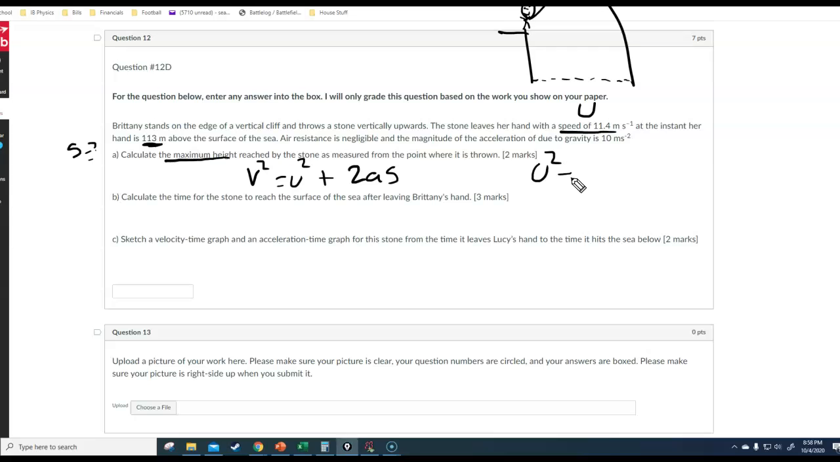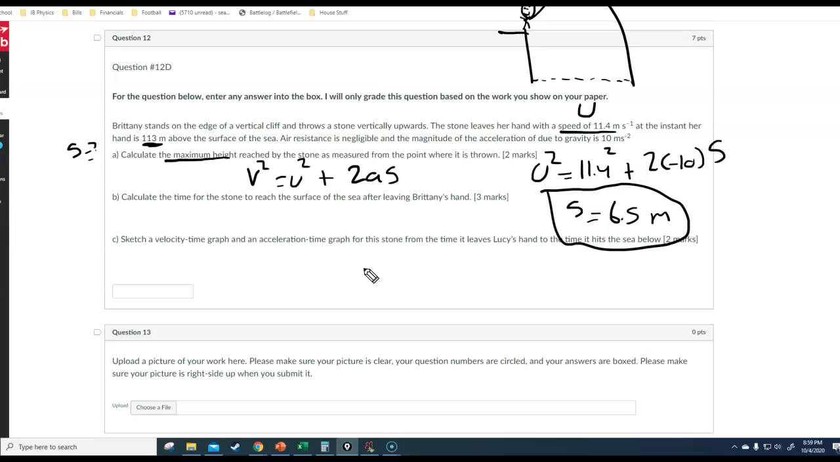We go to plug in. And then we solve. So I do 11.4 squared divided by 20, and that should be 6.5 meters, and that is the answer for 12A.